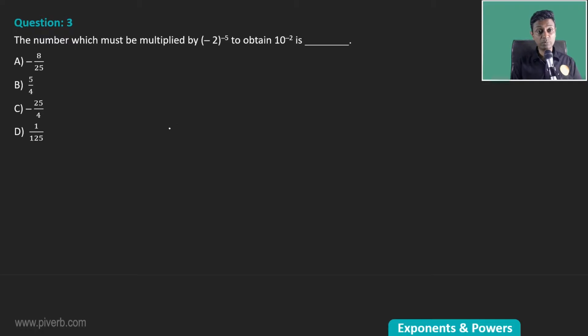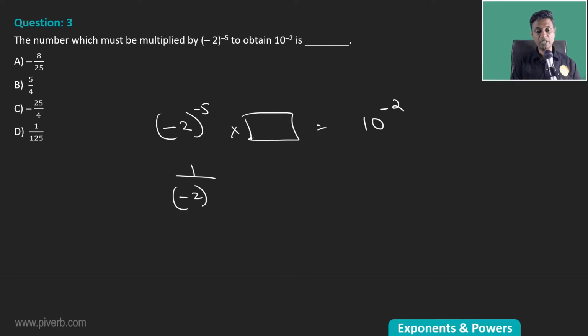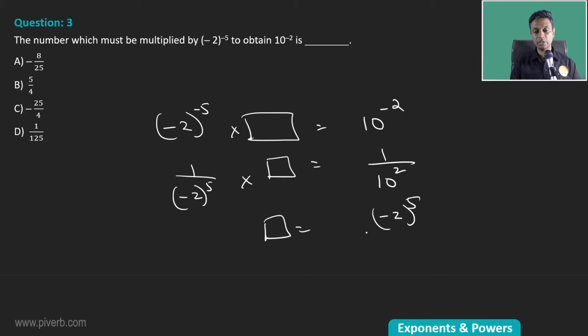The number which must be multiplied by (-2)^-5 to equal 10^-2. (-2)^-5 is 1 by (-2)^5, times something is 1 by 10 square. This something should be negative. This should be nothing but (-2)^5 by 10 square.